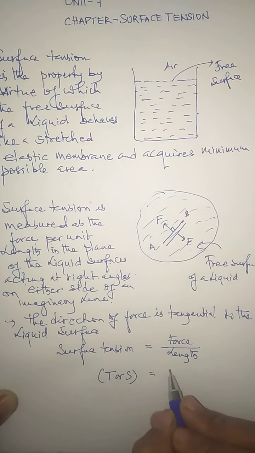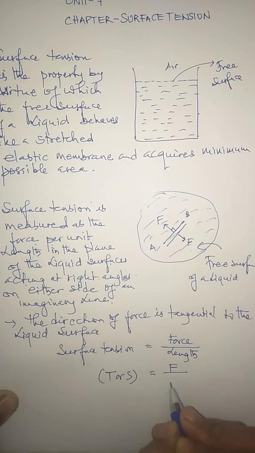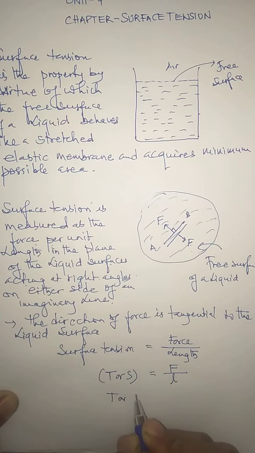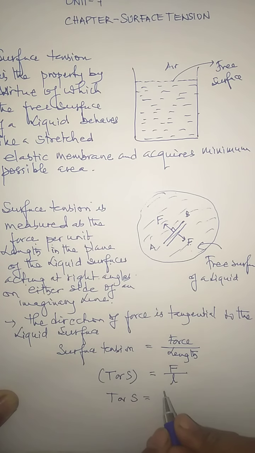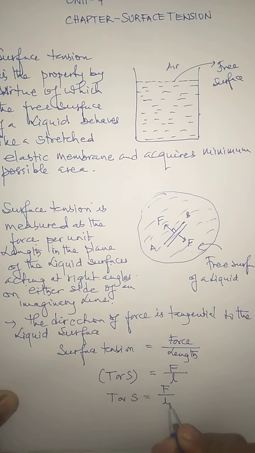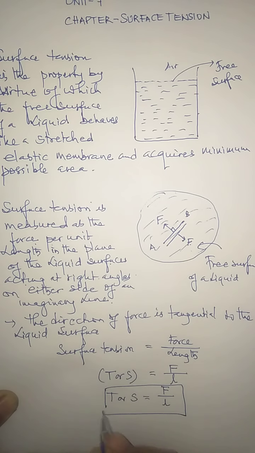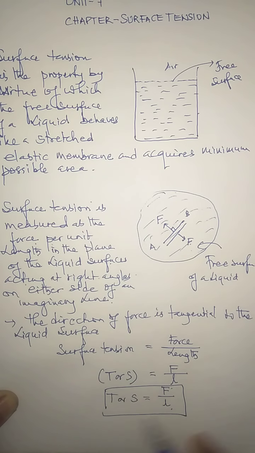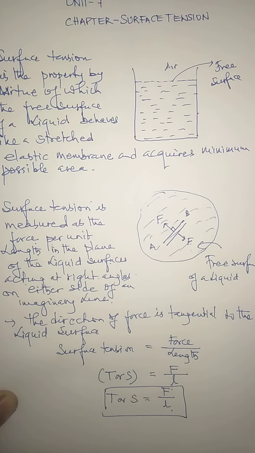And if the force is expressed by the symbol F, and the length I consider as L, then the surface tension T, or we can write S, any of the symbols you can use, is given by F by L. So force per unit length measures the surface tension. So now we can easily guess what the unit will be. The SI unit. We can express even the SI unit of surface tension.